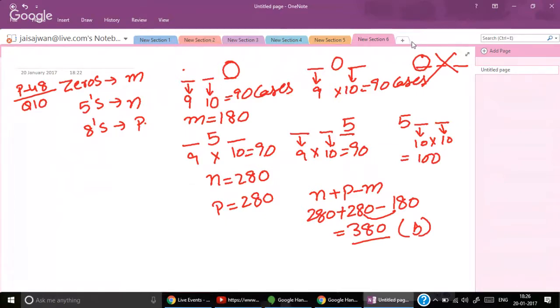Now let's come to page number 49, the next page. Page number 49, question number 14.